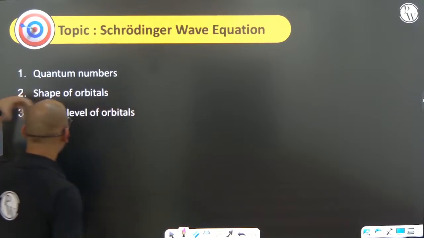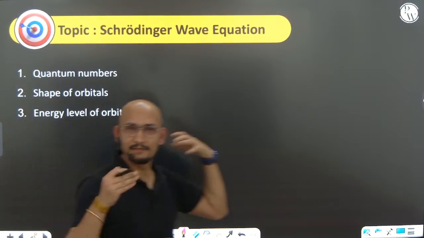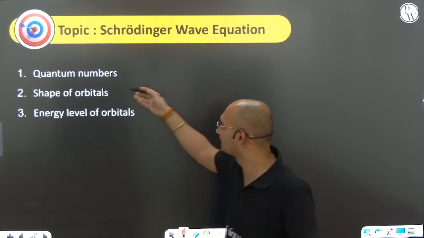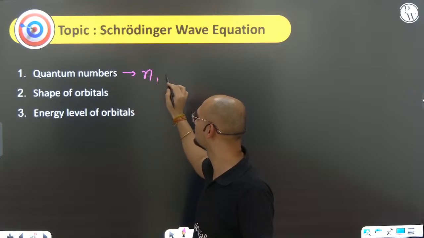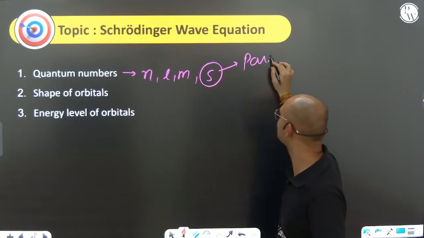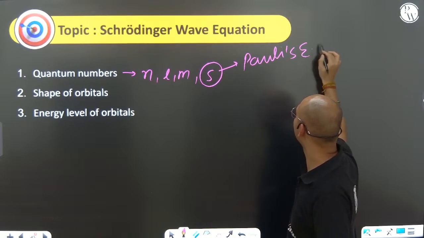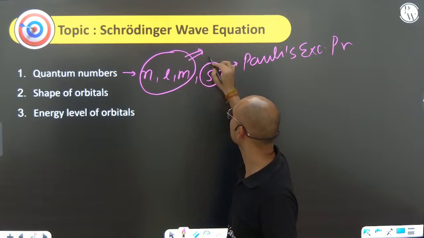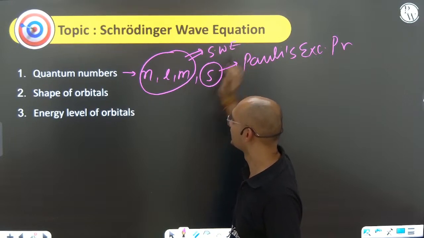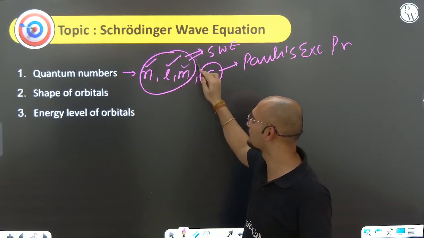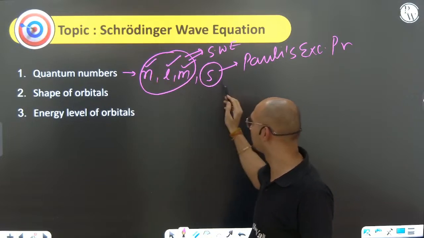Now, the most important thing that Schrodinger's equation gives is the quantum numbers. What are the quantum numbers? I hope you all know them: n, l, m and s. But s is given by Pauli's exclusion principle, and the others are given by Schrodinger's wave equation. They are the principal quantum number, azimuthal quantum number and magnetic quantum number, and the spin quantum number.